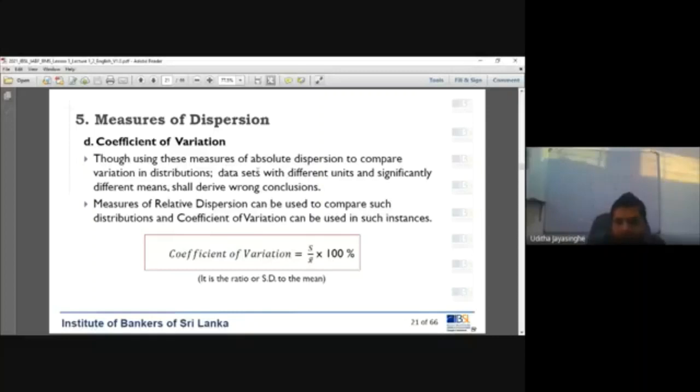These measures of absolute dispersion are absolute indicators, absolute numbers. The dispersion number is going to come in the same unit as the numbers we are going to discuss.